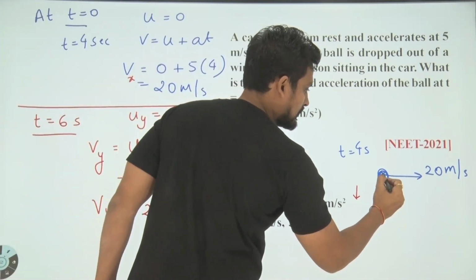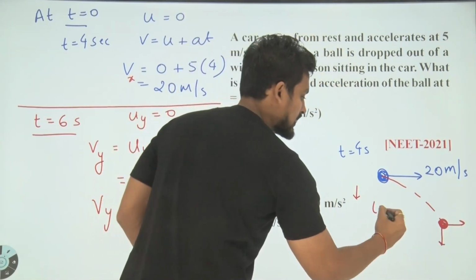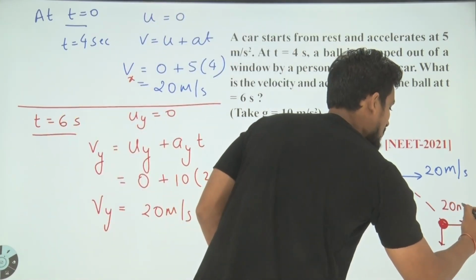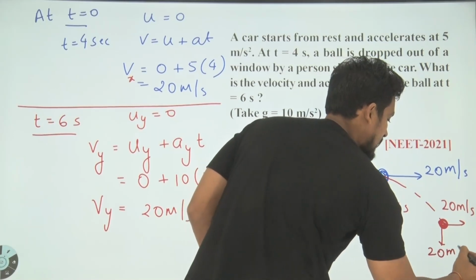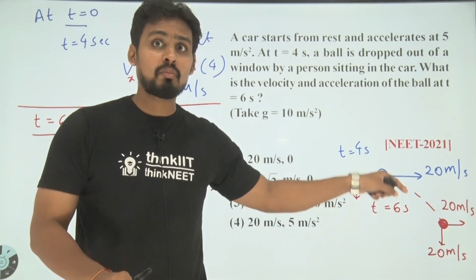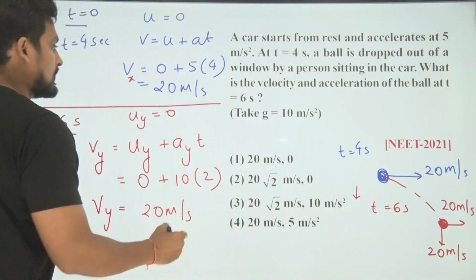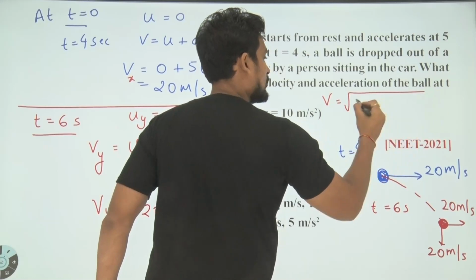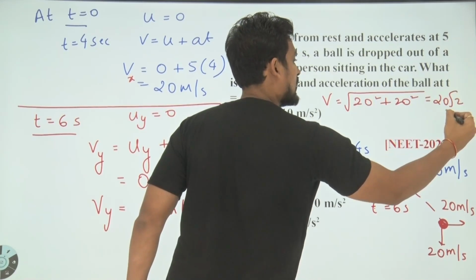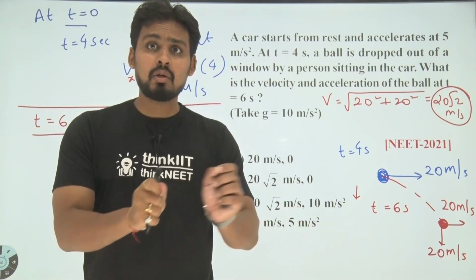So at t is equal to 6 seconds, can I say the velocity in the x direction is 20 meter per second and the velocity in the y direction is again 20 meter per second. So both the velocities are perpendicular to each other. So the net velocity would be the square root of the velocity in the x direction whole square plus the velocity in the y direction whole square, and that would give me what? This value would be the square root of 20 square plus 20 square, and that would be 20 root 2 meter per second. So this is the final velocity of the ball at t is equal to 6 seconds.